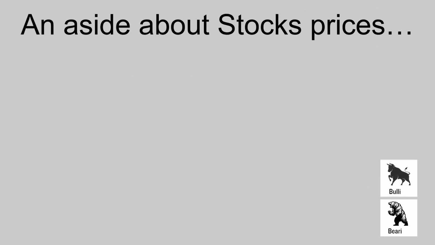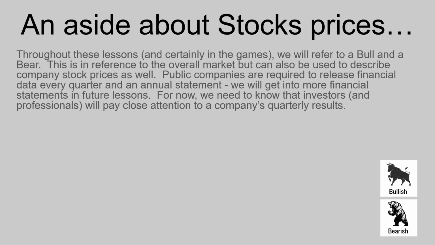So here's an aside about stock prices. Throughout these lessons, certainly in the games, we will refer to things being a bull and a bear. This is in reference to the overall market, but it can also be used to describe company stock prices. Public companies are required to release financial data every quarter and an annual statement. We'll get into more financial statements in future lessons, but for now, we need to know that investors, and especially professionals, will pay close attention to a company's quarterly results. So, bull versus bear.